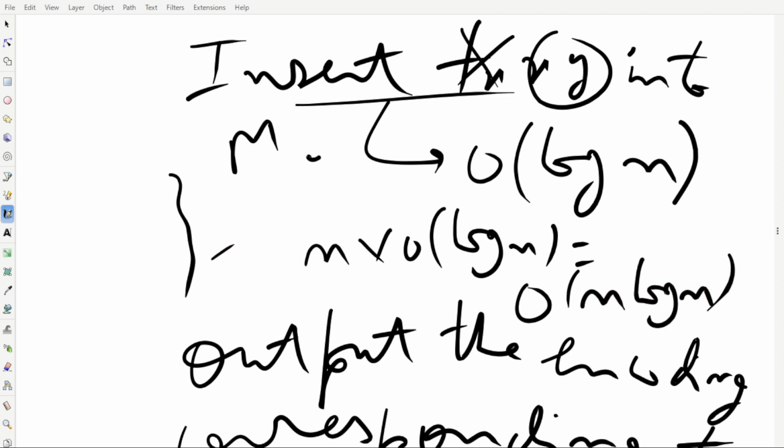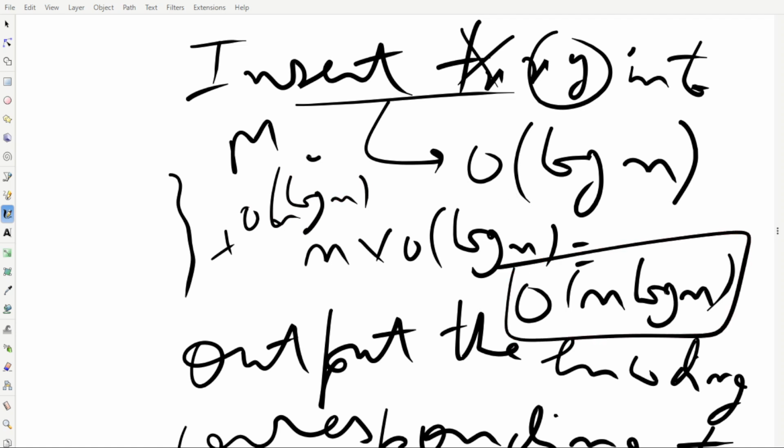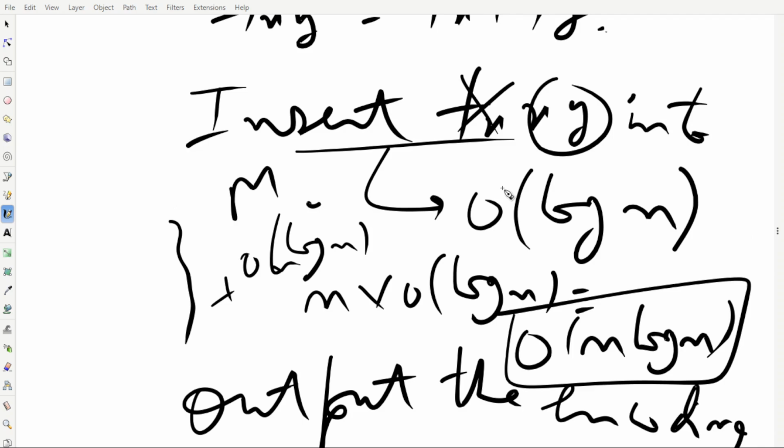This much plus the earlier big O of n log n. Net we get big O of n log n. So this is the time complexity of Huffman's algorithm. It is very efficient, only big O of n log n.